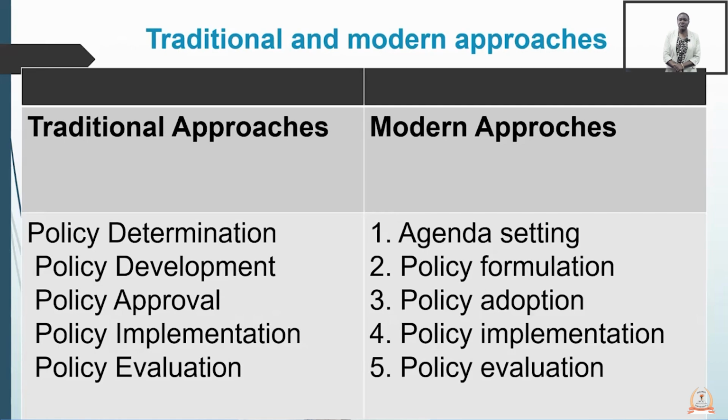And when you compare traditional and modern approaches, you can see more or less similar processes, stages or procedures. For example, in the traditional approach, there's policy determination, policy development, policy approval, policy implementation, and evaluation. While in the modern approach, there's agenda setting, policy formulation, policy adoption, policy implementation, and policy evaluation. So these approaches are more or less the same, and they inform the education policy processes.